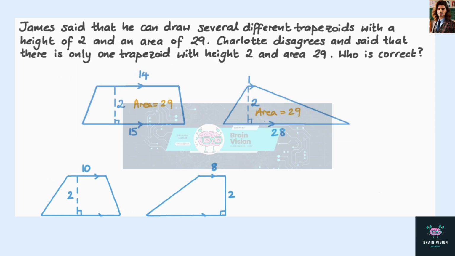We haven't even included any trapezoids that have decimal values for the lengths. If we consider all the possible decimal values, then there would be an infinite number of trapezoids we could draw that have a height of 2 length units and an area of 29 square units. Charlotte said that there was only one trapezoid that we could draw with these properties, but we can give the answer that James is correct, because there is more than one trapezoid with a height of 2 and an area of 29.